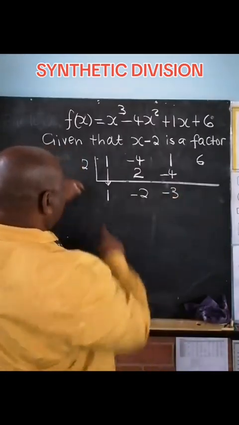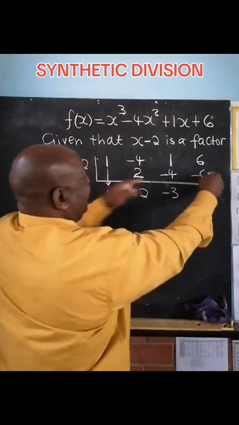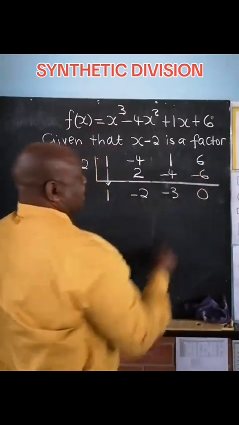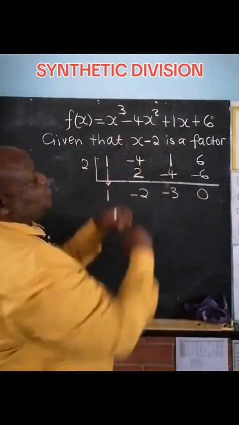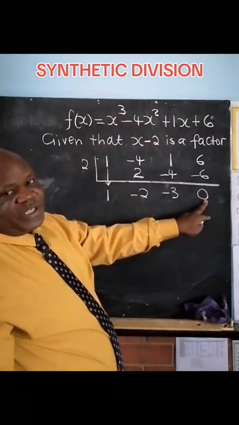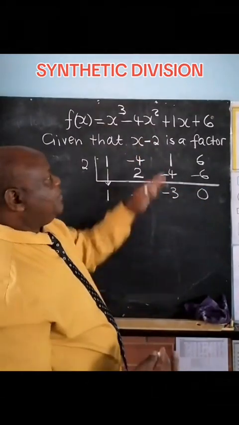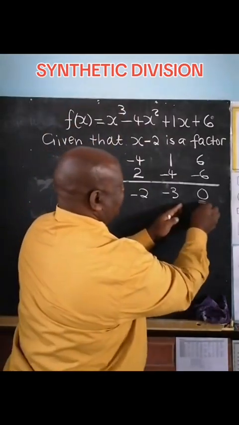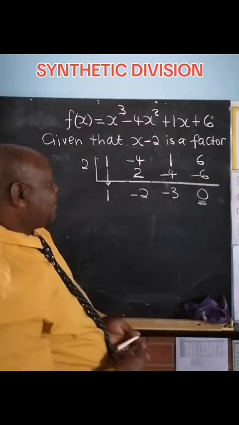Repeat the process. Multiply 2 by negative 3, you get negative 6. Add down the column, 6 plus negative 6 gives you 0. This 0 confirms that x minus 2 is indeed a factor of that. If you didn't get 0 here, it means that x minus 2 should not have been a factor of that expression f of x. So the confirmation of 0 says, yes, x minus 2 is a factor.